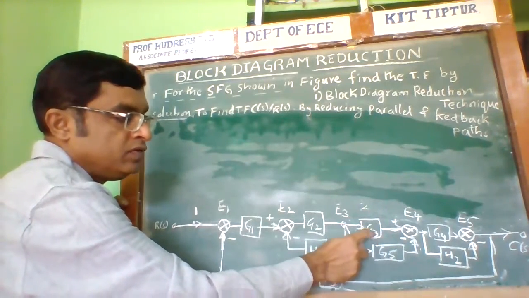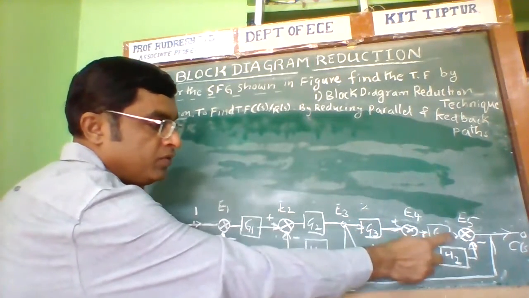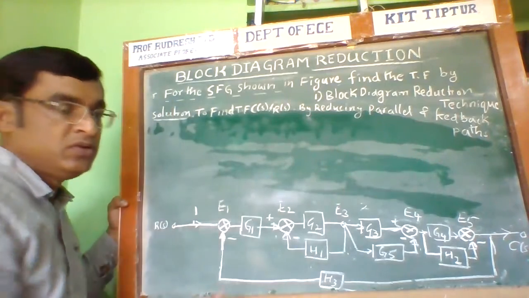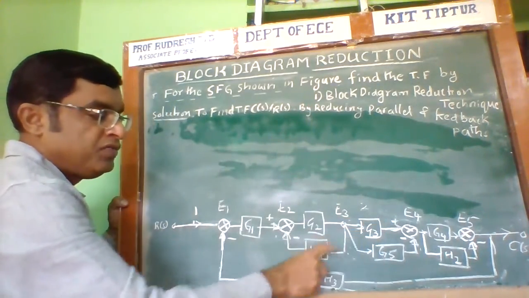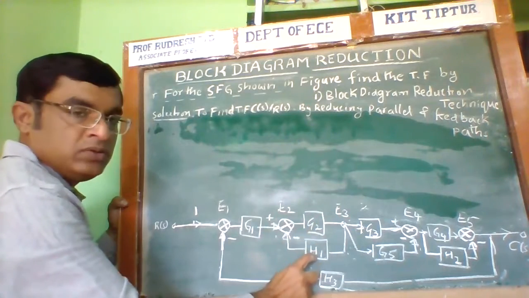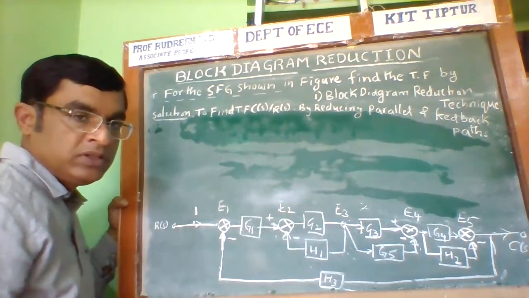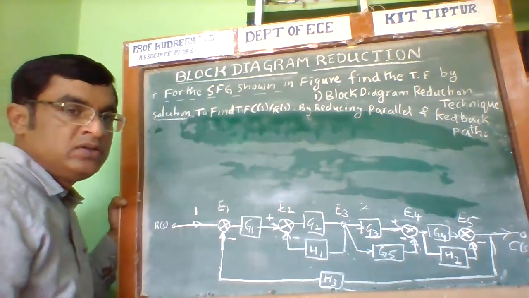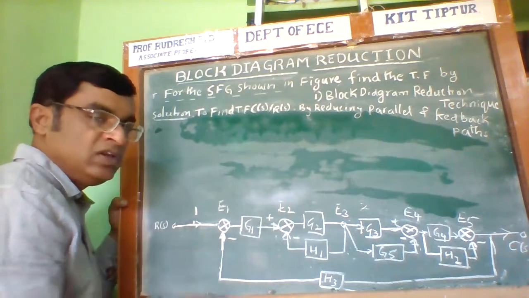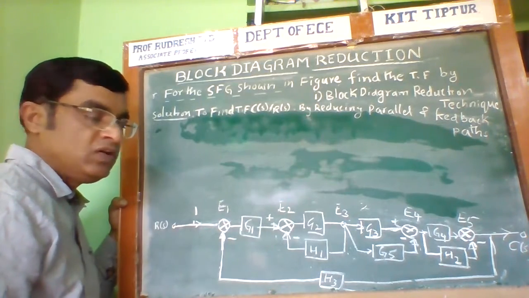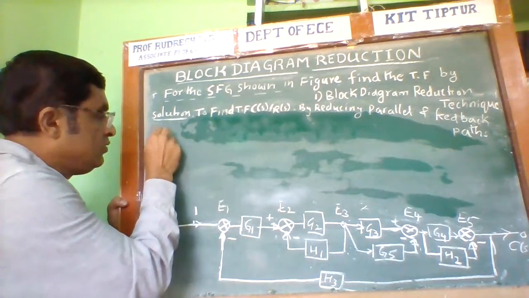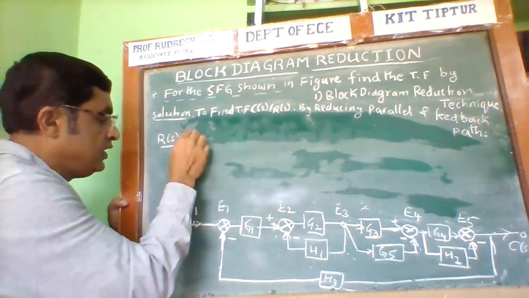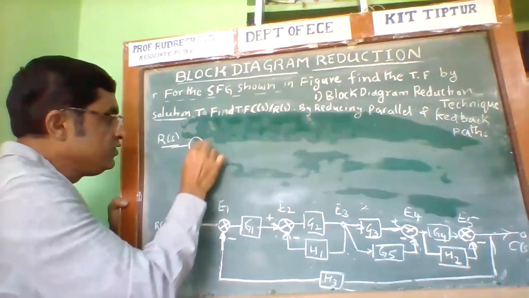Here we need to combine and reduce the parallel blocks. G5 and G3 are parallel blocks, and G4 and H2 are also parallel blocks. So we combine the parallel blocks, and similarly we eliminate the feedback path by applying the formula G(s) divided by 1 plus G(s) into H(s). Your input is R(s), and here this is the summing point.